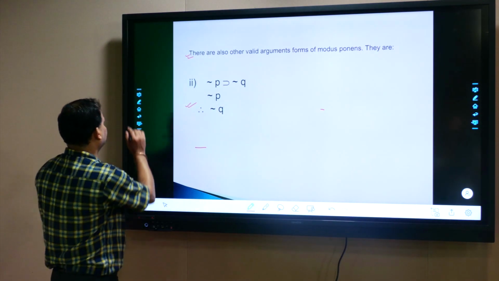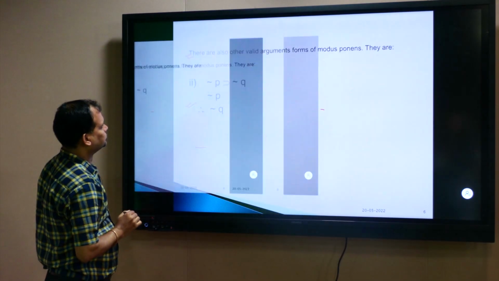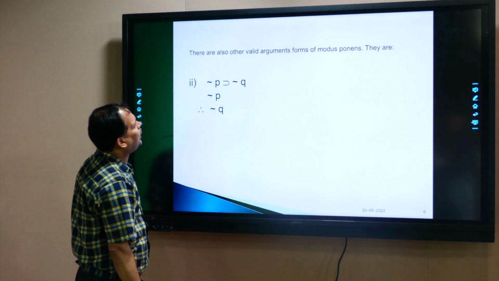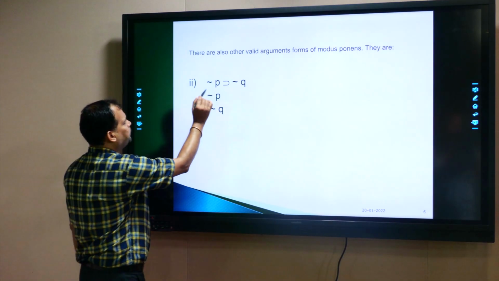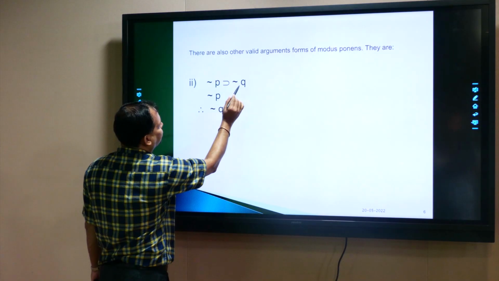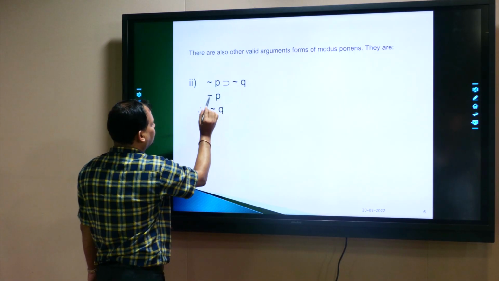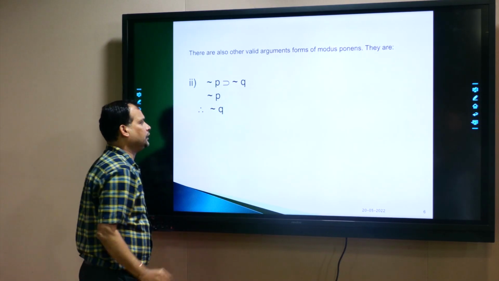Now, dear learners, you will see there are also other valid argument forms of Modus Ponens. They are negation P implies negation Q, negation P, therefore negation Q.